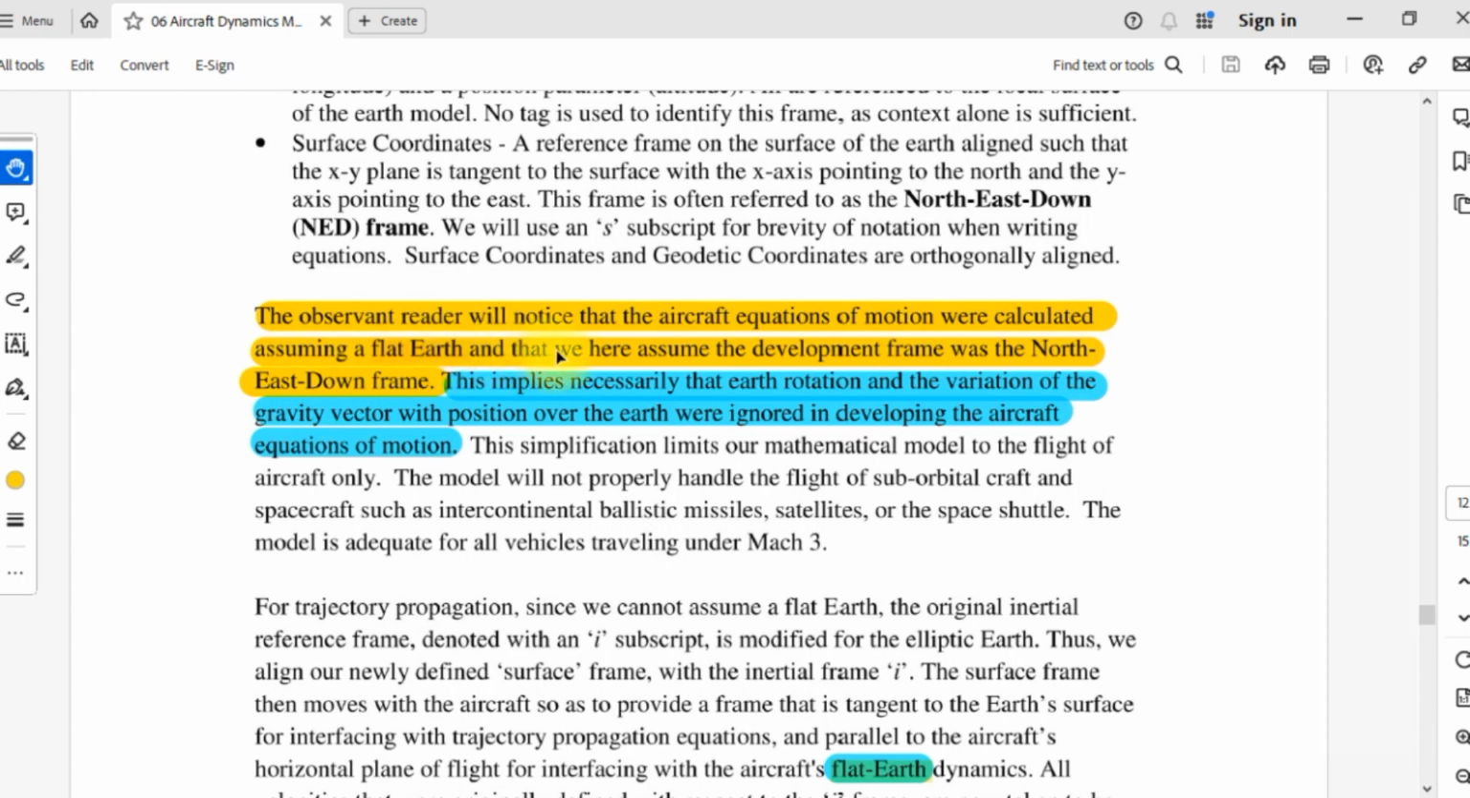Earth, that we here assumed the development frame was the northeast down frame. This implies necessarily that Earth rotation and the variation of the gravity vector with position over the Earth were ignored in developing the aircraft equations of motion. Really important stuff right here.